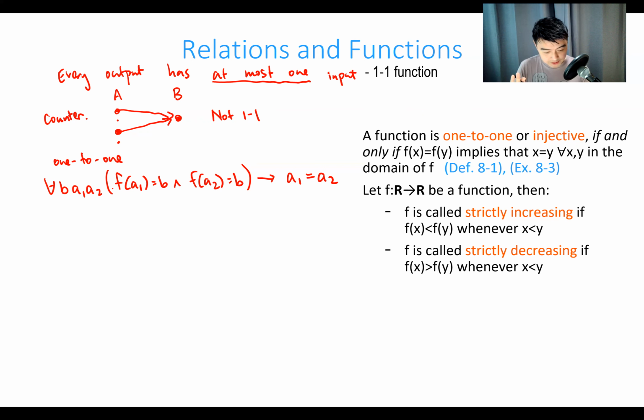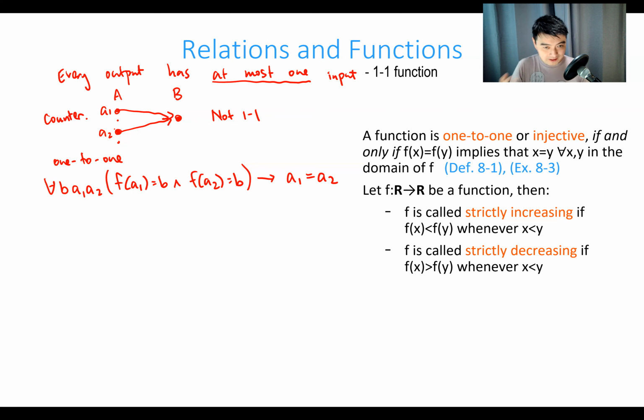Now, again, I just want you to see that if there happens to be an A1 and A2 that are different from each other, right? If they're different from each other and they both go to B, then there is our counterexample to one-to-one. So it's not one-to-one at that point. Could it still be a function? Yes, it most definitely could still be a function, but it's not a one-to-one function.